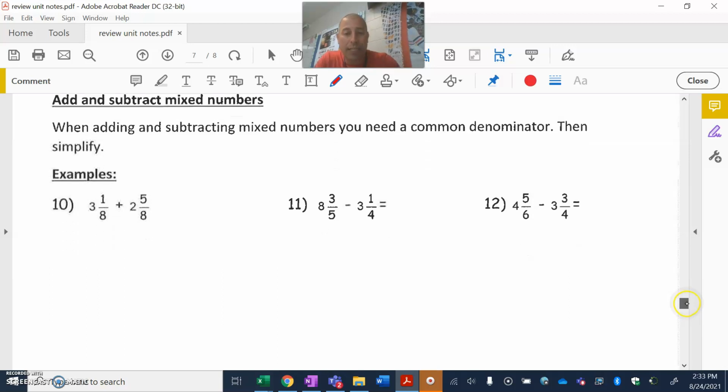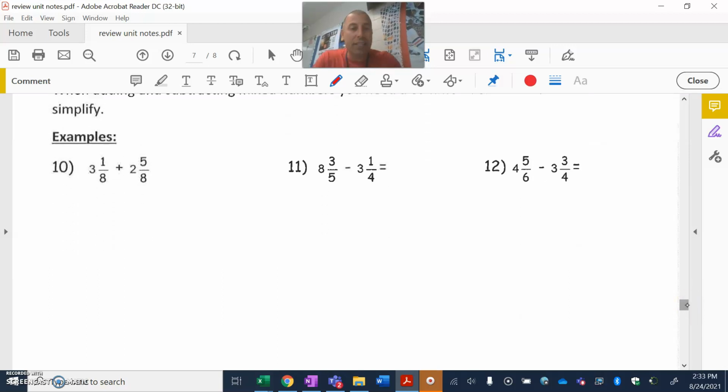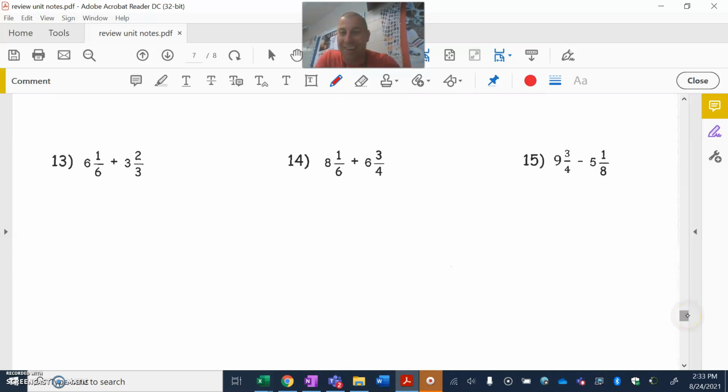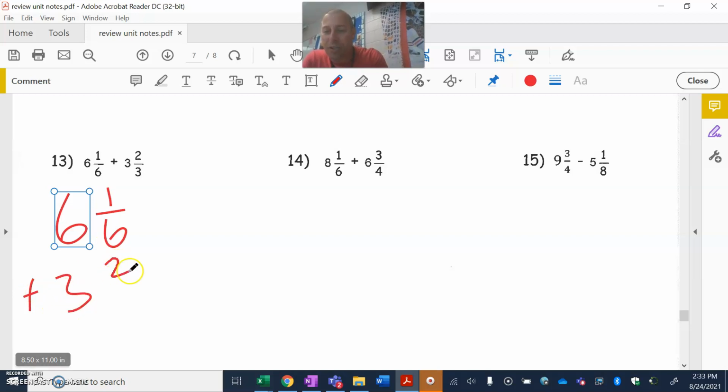All right, so I'm going to go on to the next page here, and we're going to be looking at these mixed numbers. Nothing changes. The whole numbers just come along for the ride. So we're going to do one more here together. Let's do problem number 13. All right, check this out. So I'm going to stack them here again. I've got 6 and 1/6 plus 3 and 2/3.